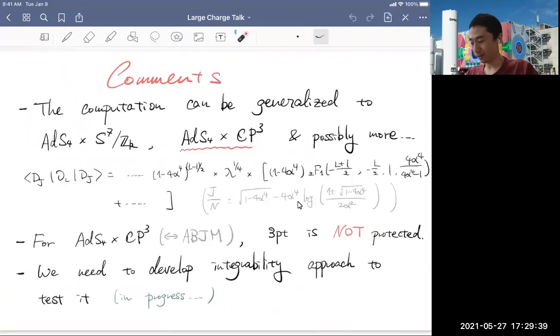Okay, so let me make some other comments. The computation can be generalized to AdS4 times S7 over Z_k or AdS4 times CP3. Those are two things we did, possibly more. This is a bit interesting in particular for ABJM theory, or AdS4 times CP3, which is dual to ABJM theory in the planar limit, because the 3-point function is not protected. So this computation gives you some solid prediction about the strong coupling behavior of the 3-point function of BPS operators. But in order to really check that it is correct, we need to develop some integrability approach to test it.